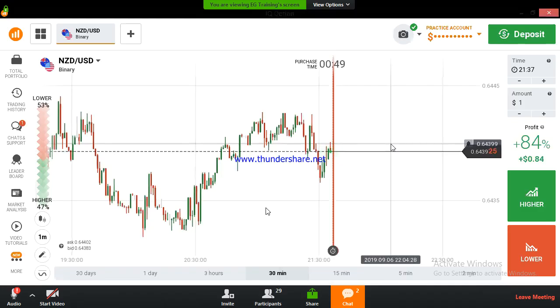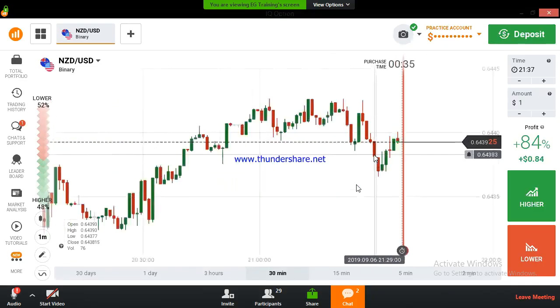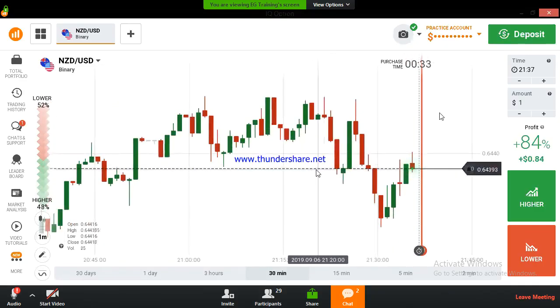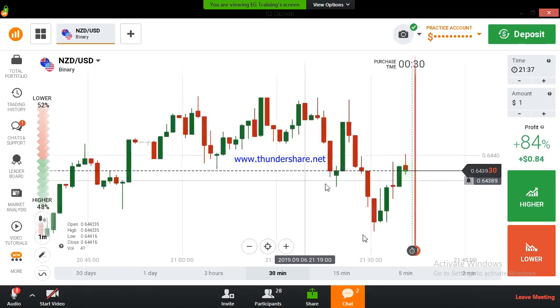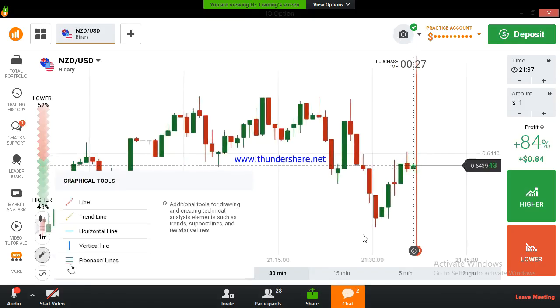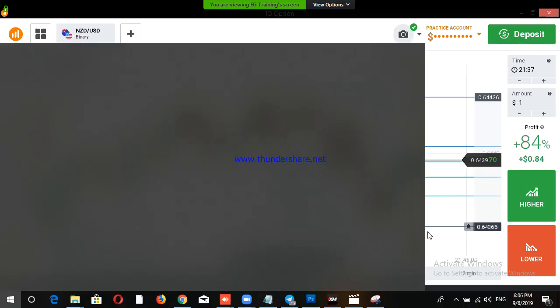Yesterday I explained how to draw the strong level. Today I will again explain how to draw the strong level, and I will teach you how to trade on the strong levels. There is a price bar here. We should draw a Fibonacci tool to know the strong level.